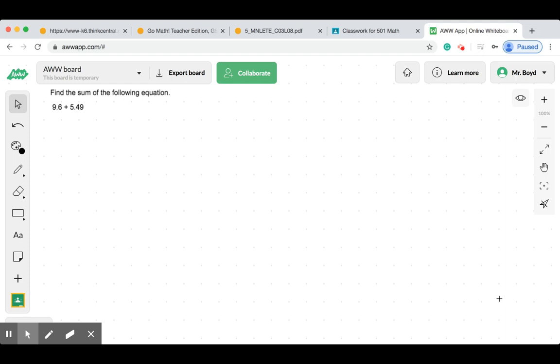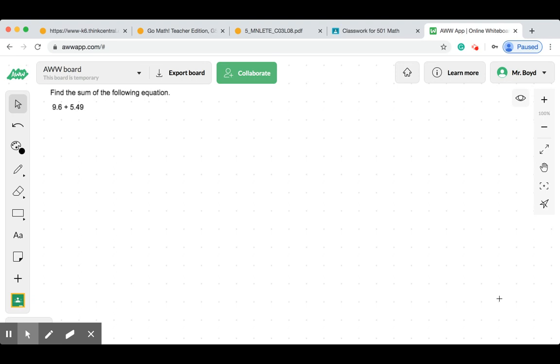Good morning, fifth grade. Today we are going to be covering adding with decimals. It's very similar to the addition that we've been doing. We covered this earlier this year, so it's a little bit of review. But here's going to be our first example problem on how to add with decimals.